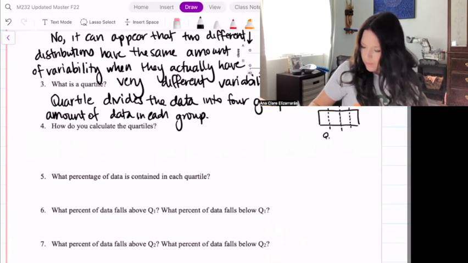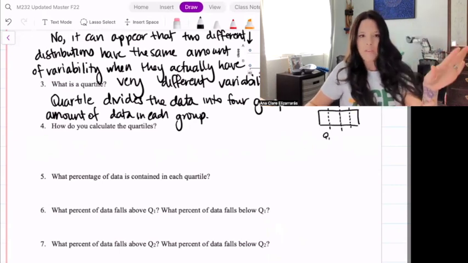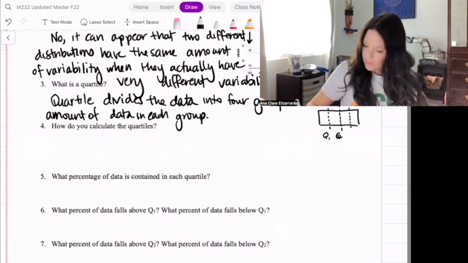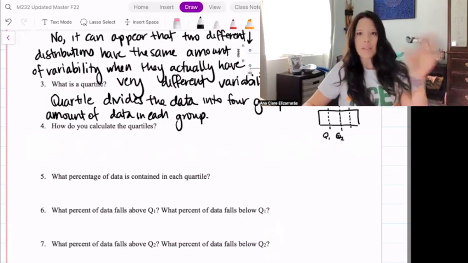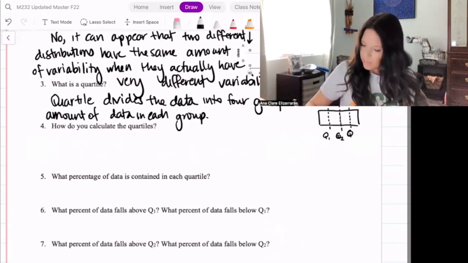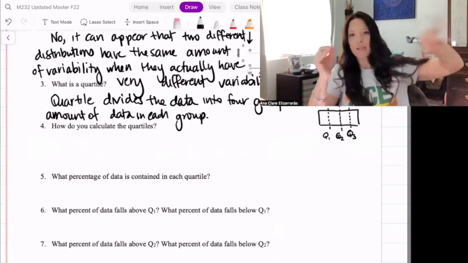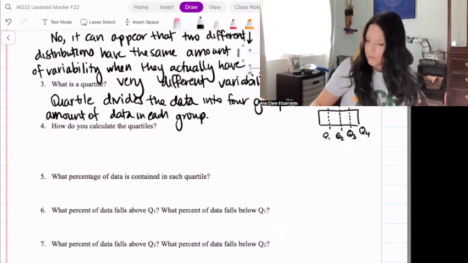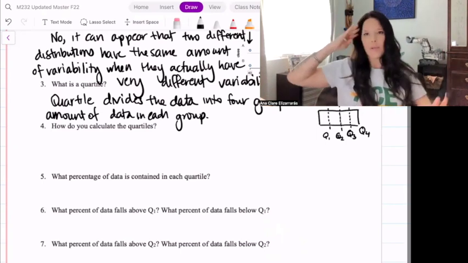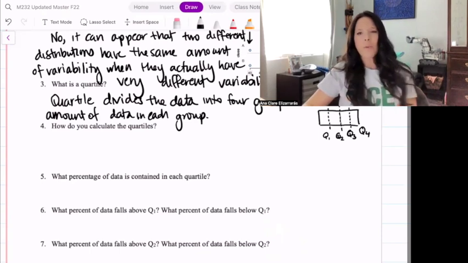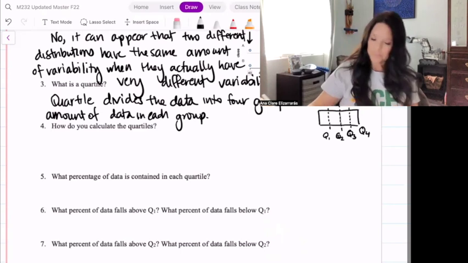The first quartile here separates the lowest 25% and the upper 75%. The second quartile is actually the median. It separates the data into 50% of the data below and 50% of the data above. And then the third quartile separates lower 75, upper 25. And then the fourth quartile has all the data below it. So we've got Q1, Q2, and Q3 are the 3 that we mainly use. We don't really ever talk about Q4. It happens to be the same thing as the maximum.